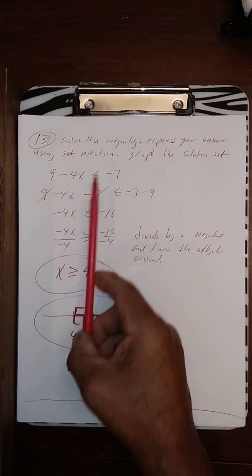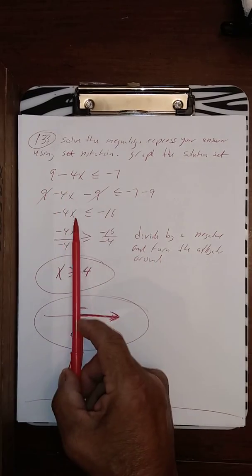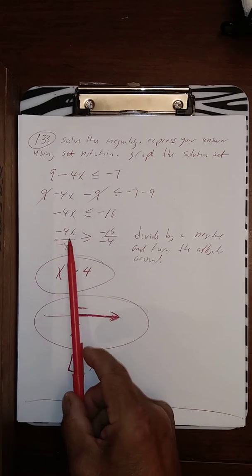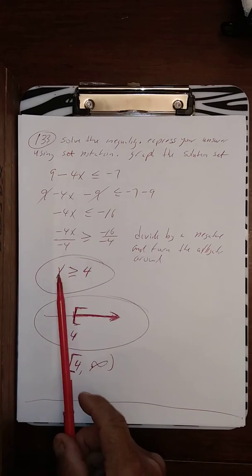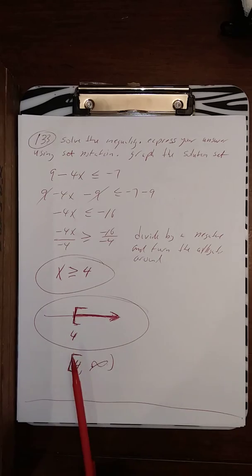9 minus 4x is this. Minus 9, minus 9. Negative 4x is less than negative 16. Divide by negative 4, divide by negative 4, turn the alligator, turn the alligator. So x is bigger than or equal to 4. Or move 4 this way, or 4 to infinity.